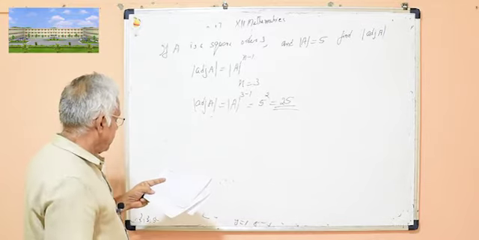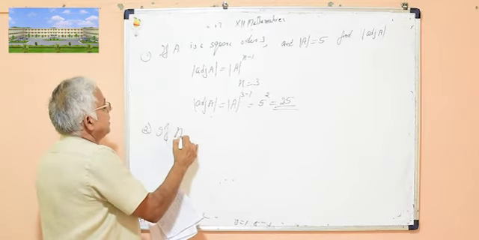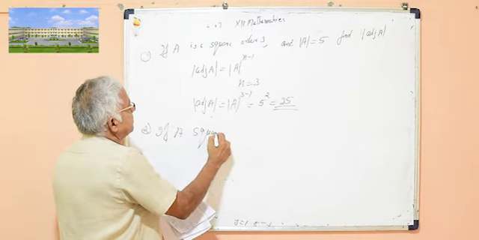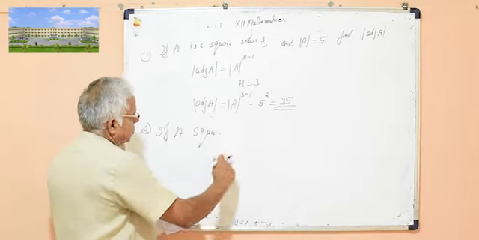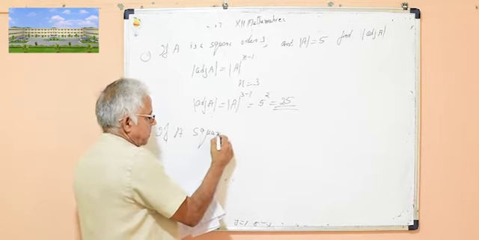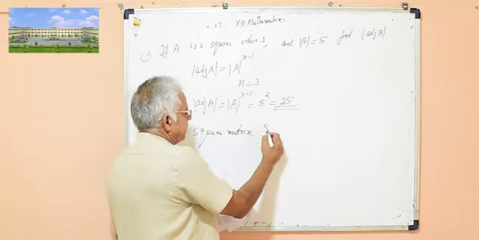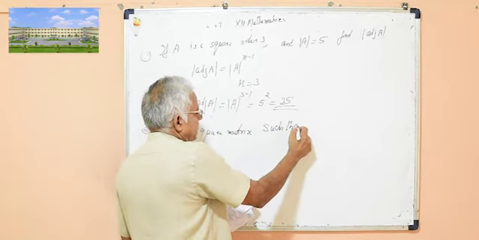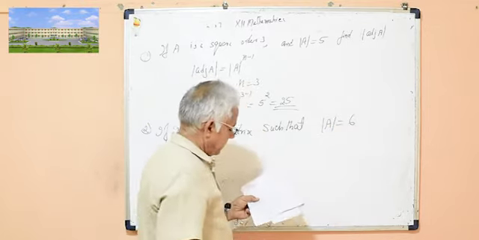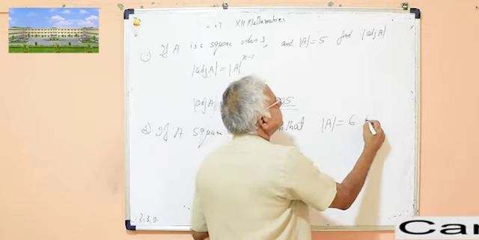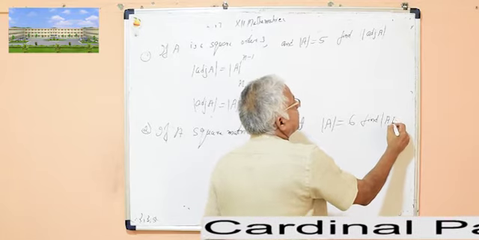Another question. If A is a square matrix of order 3, such that determinant of A is equal to 6, find the determinant of A into A transpose.